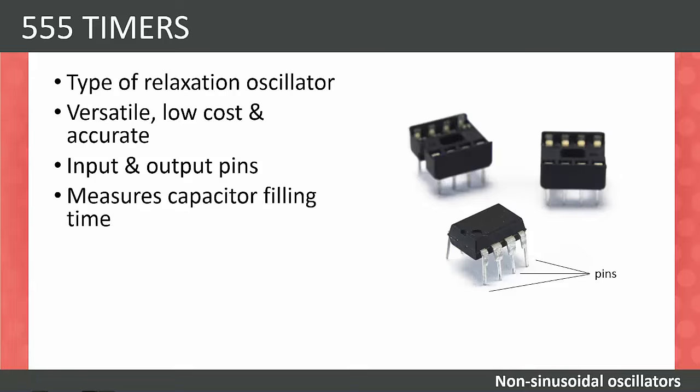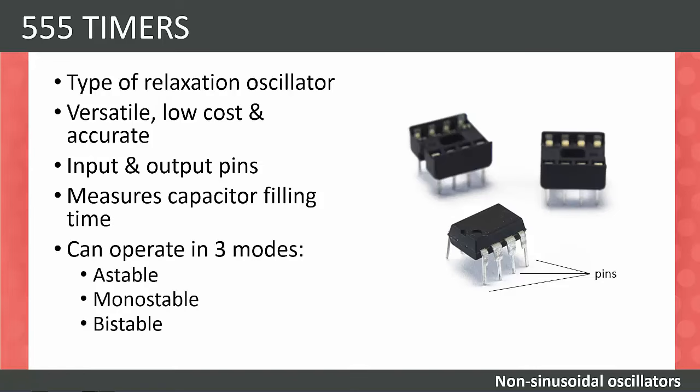It does this by monitoring the voltage across the capacitor through the threshold pin, pin 7. It can measure in the range of a few microseconds to several hours. The 555 timer can operate in 3 modes by connecting it in a specific way for each mode. The time period of a 555 timer is controlled using an external RC network.